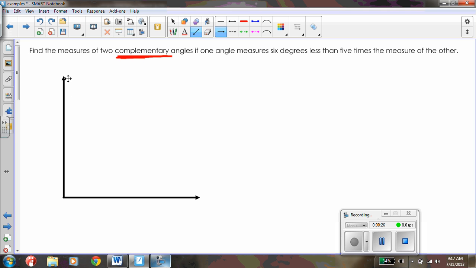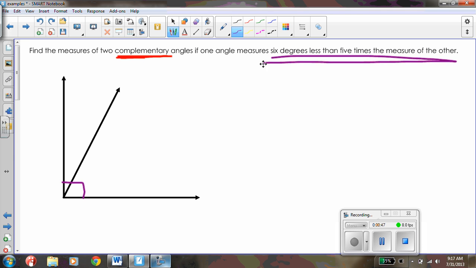There are many different ways that we could draw this. I'm choosing to draw a right angle. And then I'm going to use a ray to cut this right angle into two parts. Now that I have this visual, I can look here. 6 degrees less than 5 times the measure of the other.